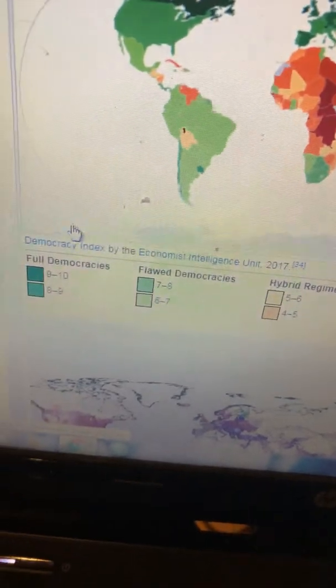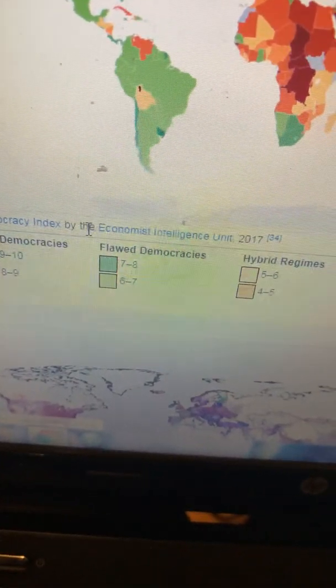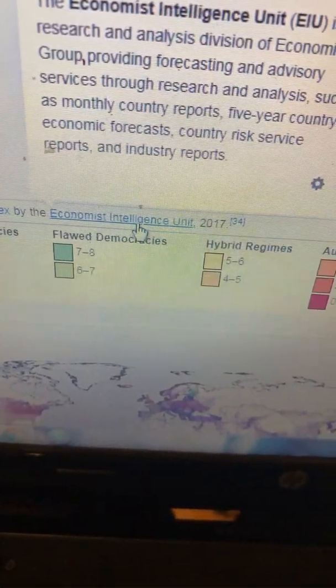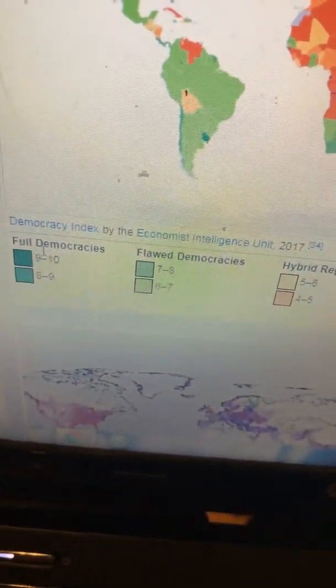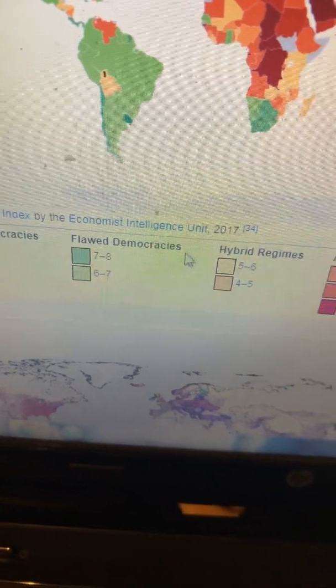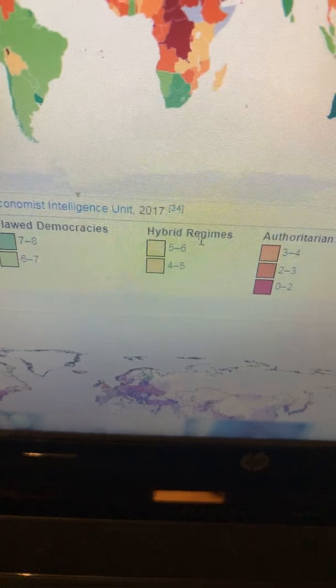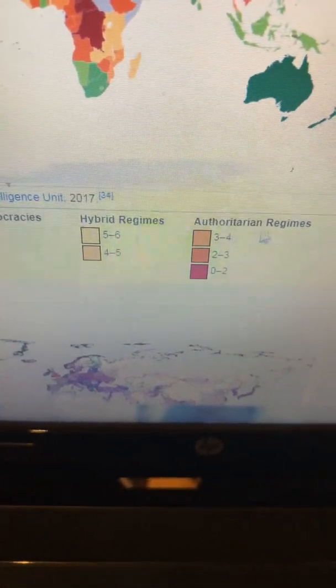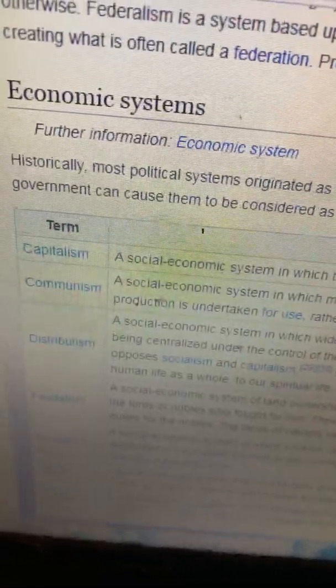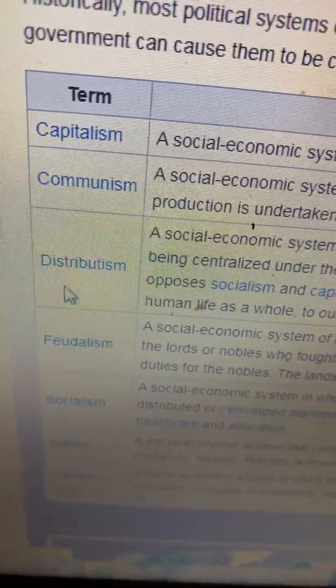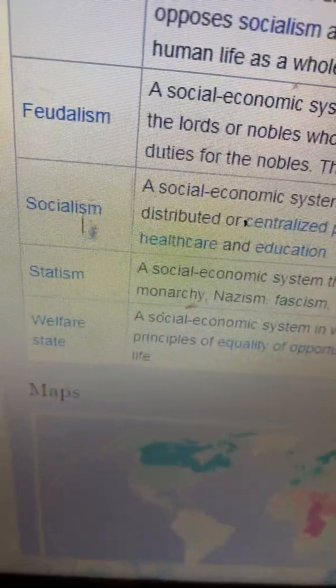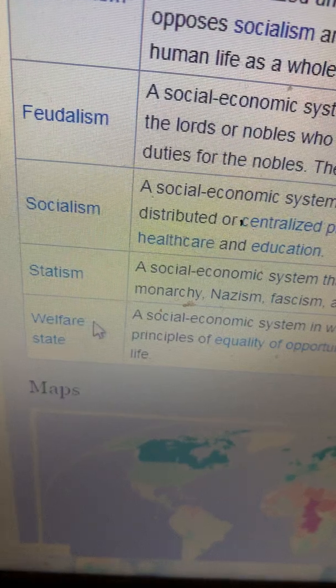Here, that is the Democracy Index by the Economist Intelligence Unit. From green to red, divided into full democracies, flawed democracies, hybrid regimes, and authoritarian regimes. And here are the different economic systems like capitalism, communism, distributism, feudalism, socialism, statism, welfare state.